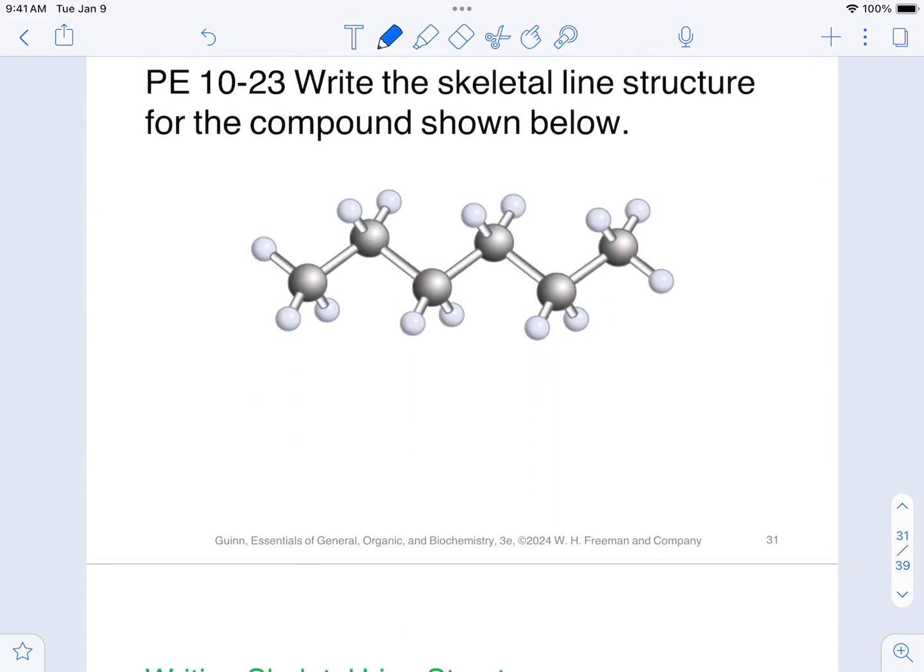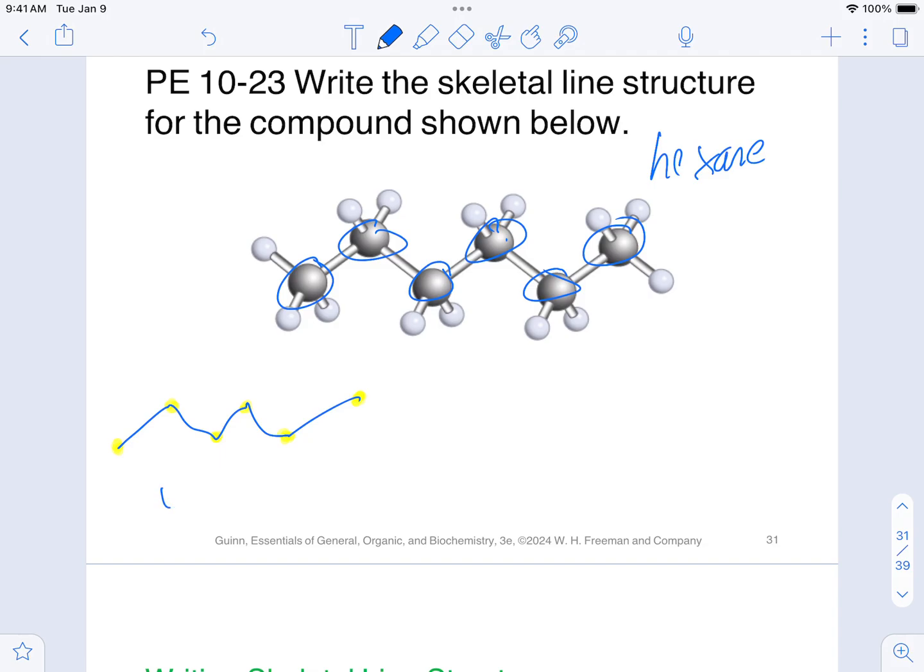So here is a model, and it says write the skeletal line structure for the compound shown below. So I'm looking at my carbons. Looks like I have 6 of them. So this is hexane. So I want 6 points, 6 zigzag. So 1, 2, 3, 4, 5, 6. Notice your ends do count. So that's the answer right there.